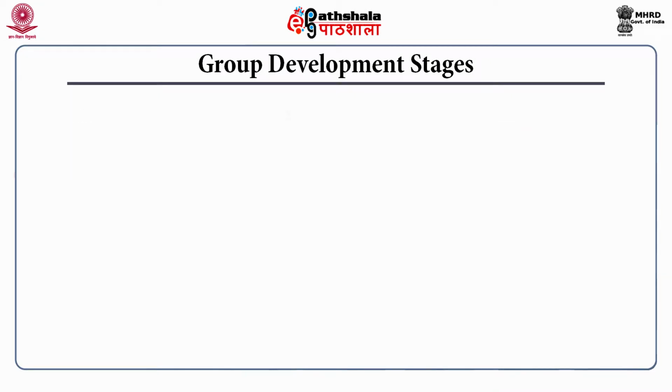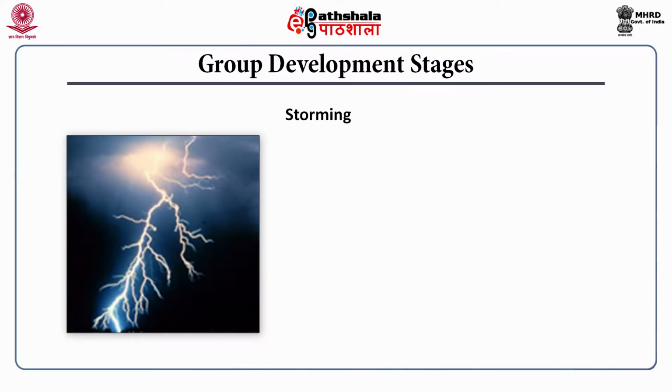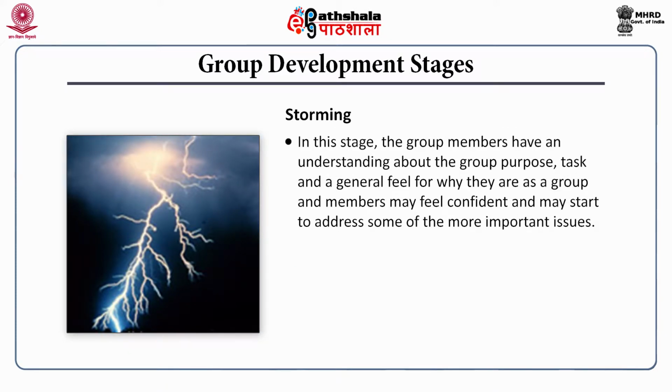Now the second stage is storming, which is clearly displayed in the picture. In this stage, the group members have an understanding of the group purpose, that is, why the group has been formed, the task, and a general feel for why they are there as a group. They may feel confident and they may start to address some of the more important issues.